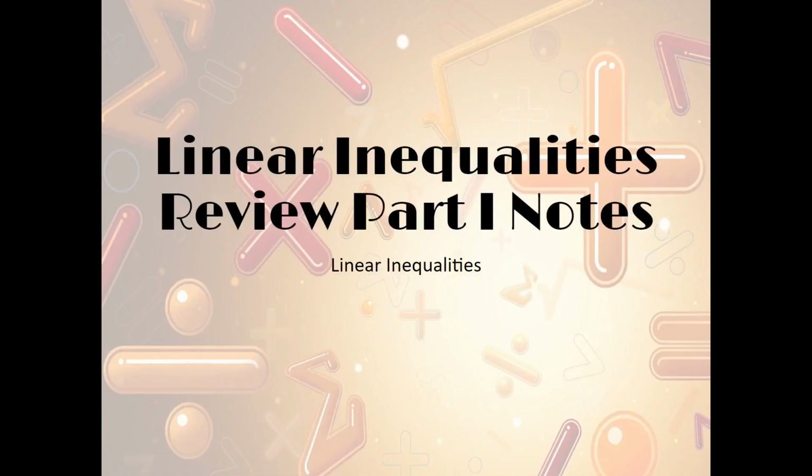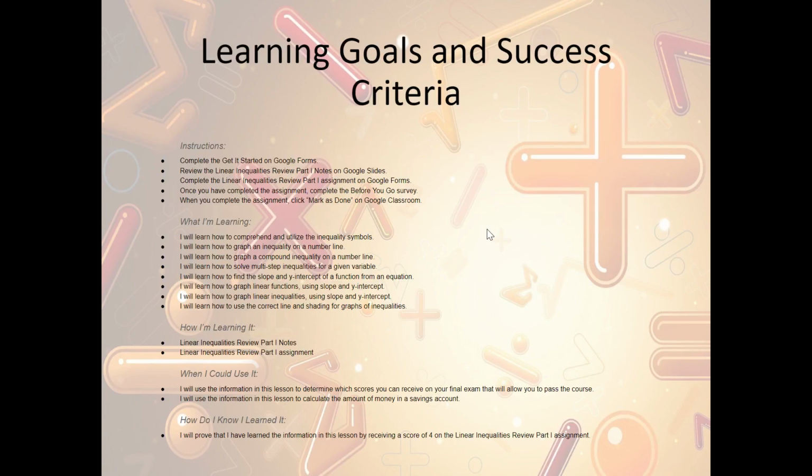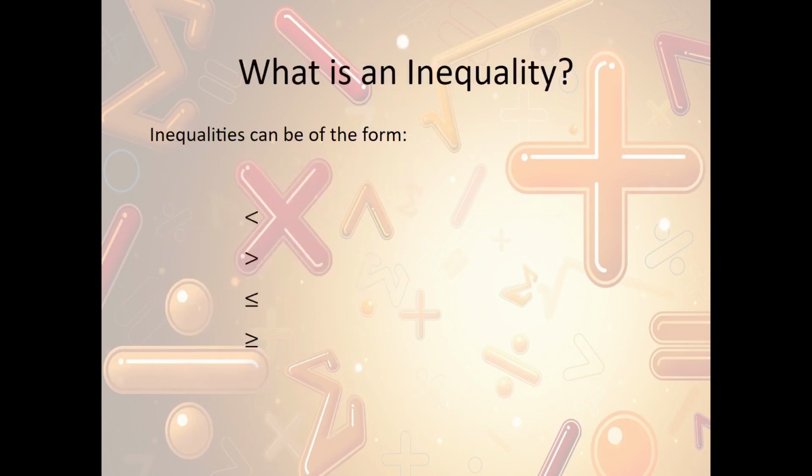Let's take a look now at the Linear Inequalities Review Part 1 notes. The notes begin with the learning goals and success criteria. Now, what is an inequality? An inequality can be of any of these forms. This symbol, this one here. So this one looks like an arrow going this direction, an arrow going this direction. And then we have the arrows with the little bars underneath. And what do these mean?